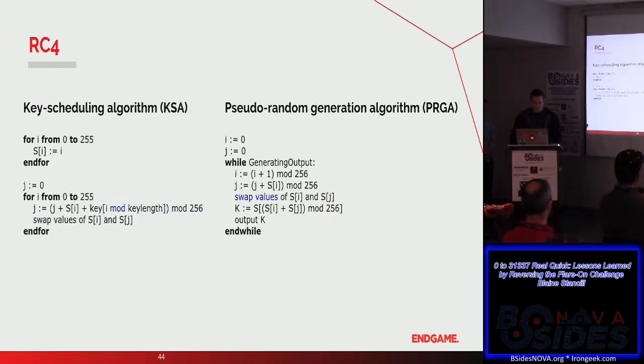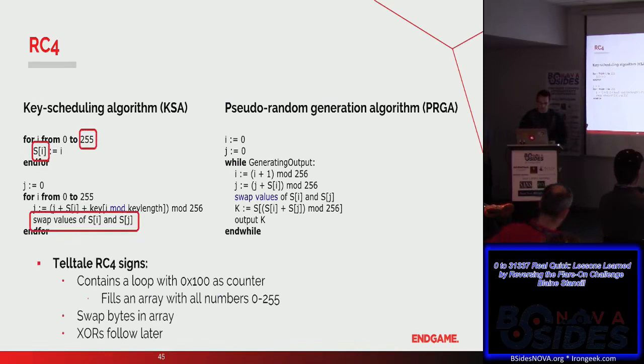Okay, so now I'm going to just briefly touch on RC4. I'm not going to get too in-depth on it. The two main portions to look out for are the key scheduling algorithm and the pseudo-random generation algorithm. So the key scheduling algorithm is going to allocate an array that's going to be 256 bytes long. It's going to contain all 00 through FF, and then it's going to swap those based on the key that you put in, and that's going to be your S-box.